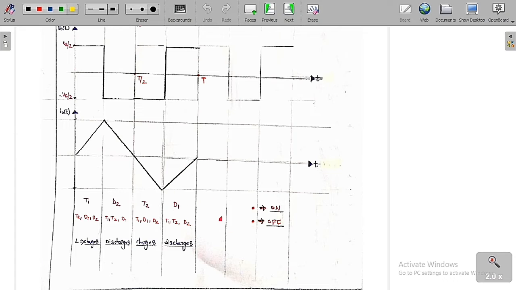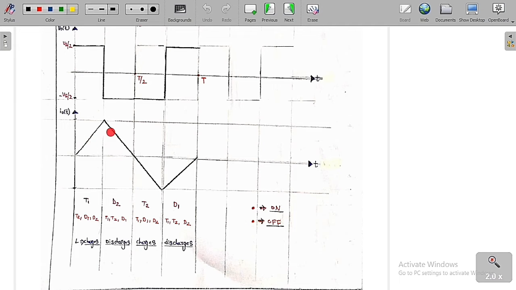This is the way that you need to analyze. The upper arrow indicates that these devices are conducting, and the other indicates that they are off. This is the way you need to go for the switching in order to get the output voltage and the output current in this manner.